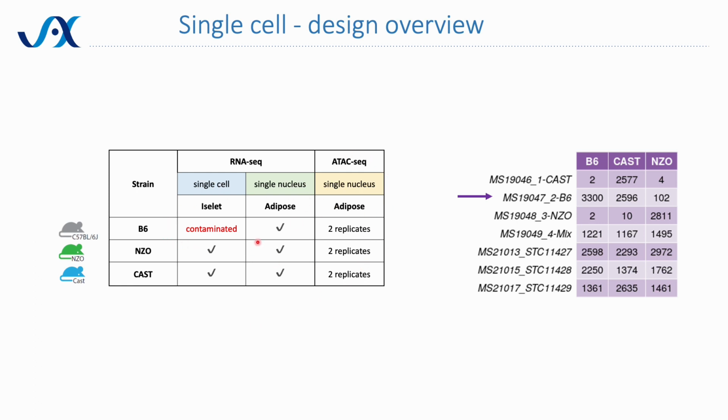We also noticed that our B6 sample got contaminated with CAST. It wasn't identified with Cell Ranger 3, but was picked up with Cell Ranger 5. At first we wanted to remove it, but then we decided to keep this sample to see if the downsampling strategy still picks up the contamination.